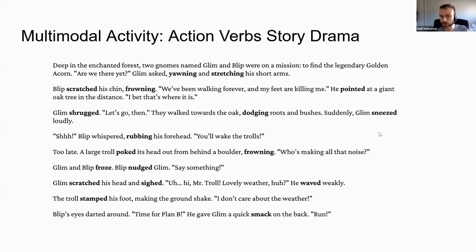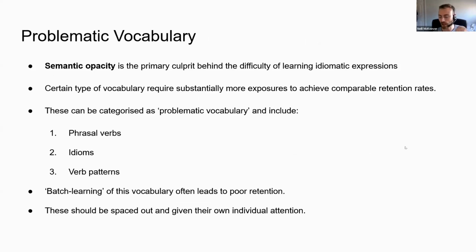That visualizes the vocabulary. Then I had AI make a nice, funny story drama for me. I read this out to the students, but they're only listening, not reading. And you can see the same vocabulary is highlighted there. And I got them to physically act this out. So, for example, when I said yawning and stretching his short arms, the students would be like, ugh. Okay, so it really helps to visualize that vocabulary.